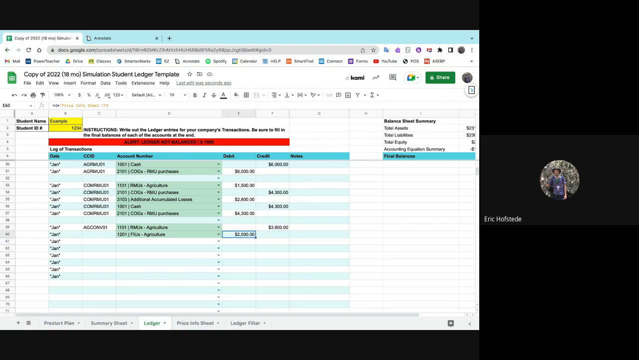All right, and because that's not balanced, and that's kind of the end of that transaction, that debit credit pair, I need to add a third line for, is this a gain or a loss? Well, I gave up more book value than I gained in my FIUs. So this is actually a loss, an additional accumulated loss.